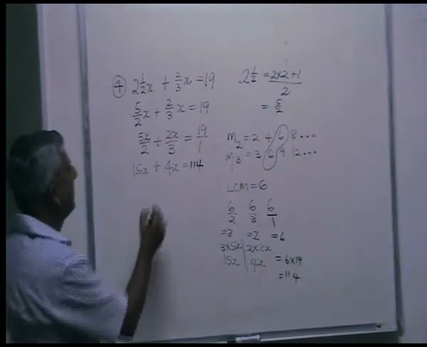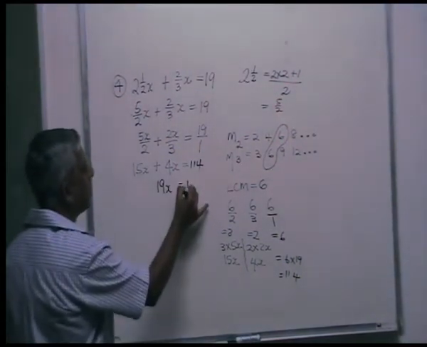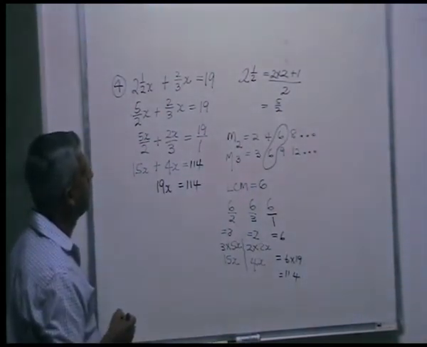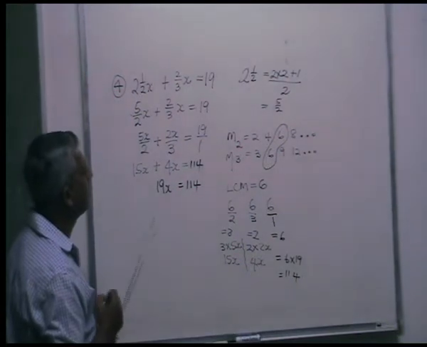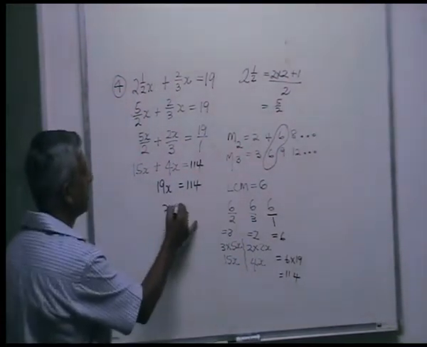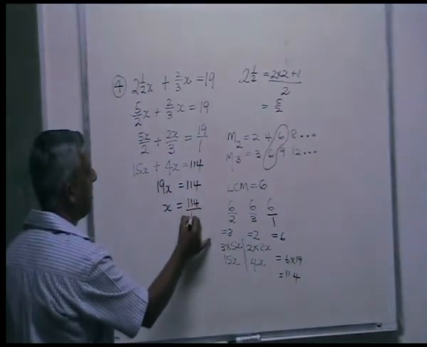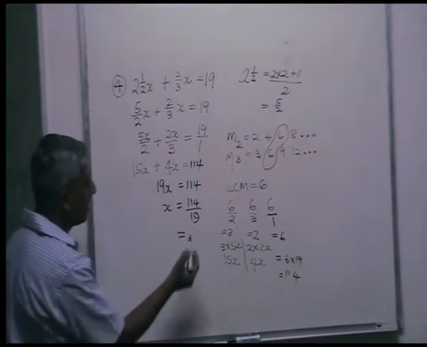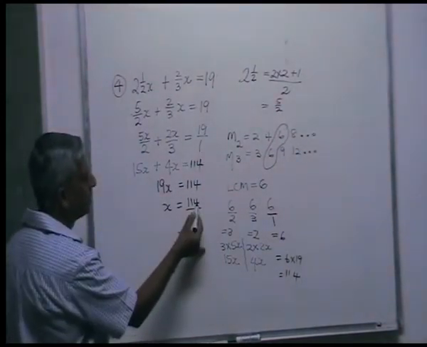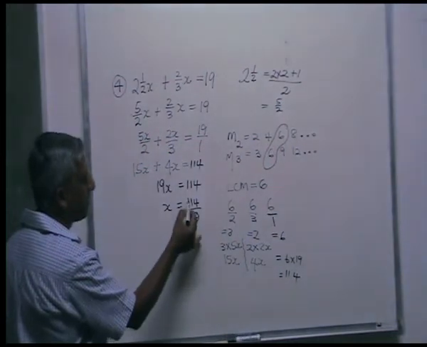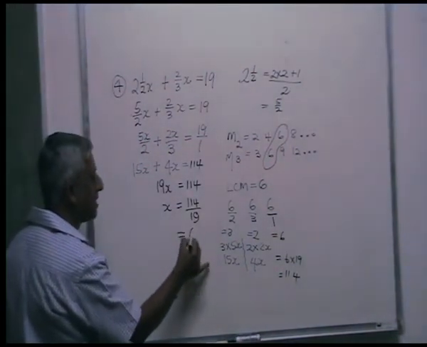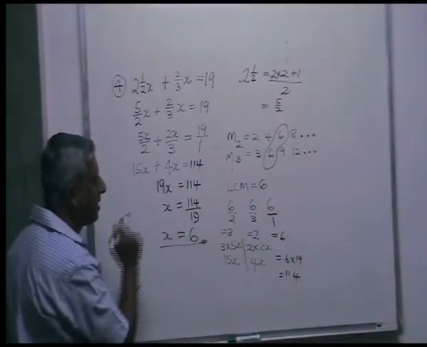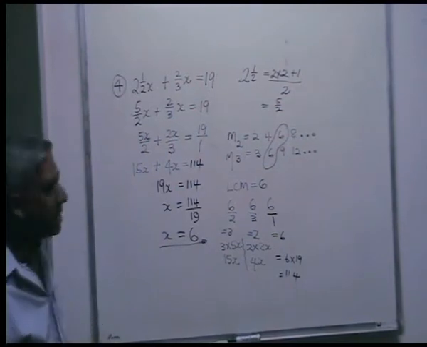Right. Add it up, you get 19x is equal to 114. So x is equal to 114 divided by 19. And now, you've got to know your tables. You see, 6 9s are 54, 6 1s are 6, and 5 is 11. So 19 divides into that 6 times. If you don't know that, just use a calculator. 114 divided by 19, and you get x is equal to 6.